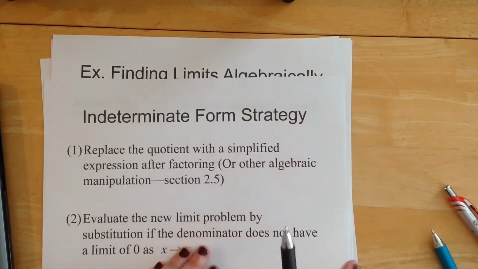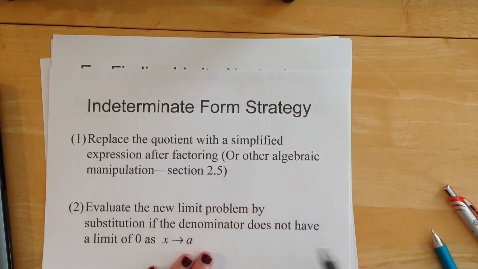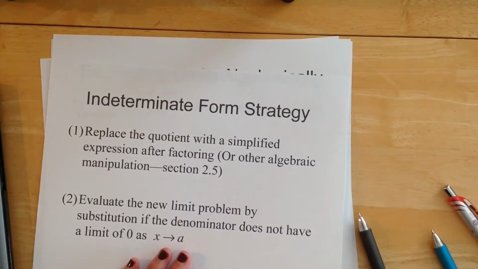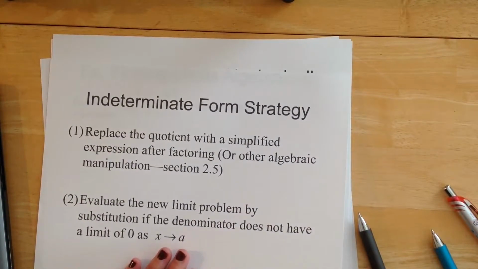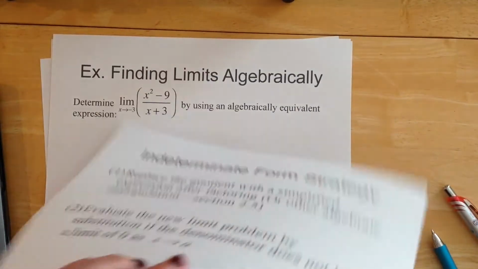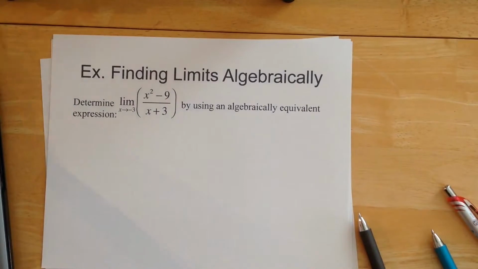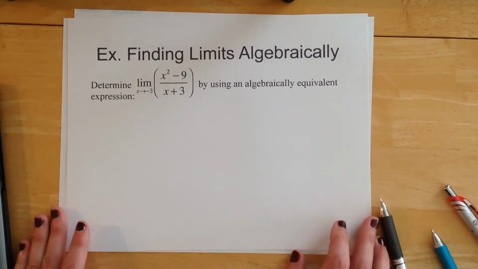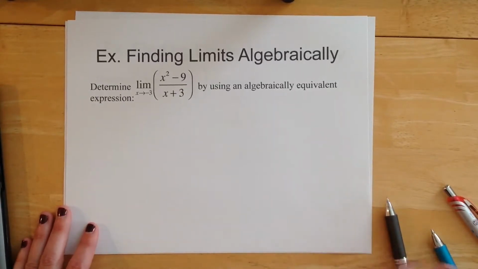In section 2.5, we're going to talk about some other types of algebraic manipulations that we can try when we end up with 0 over 0. But for now, they're all going to be just factoring the numerator or denominator or both. All right, our first example. I want you guys to pay attention to how I'm writing out my work.